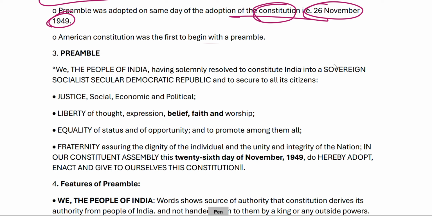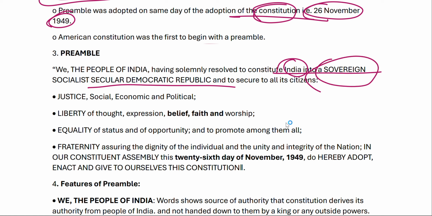We the people of India, having solemnly resolved to constitute India into a sovereign, socialist, secular, democratic republic. There is no comma. This means that all together make the characteristics of India, not a single character. They all combine to make the nature of India. So this defines the nature of India, which is already present. We have sovereignty. We are socialist, secular, democratic, and republic.